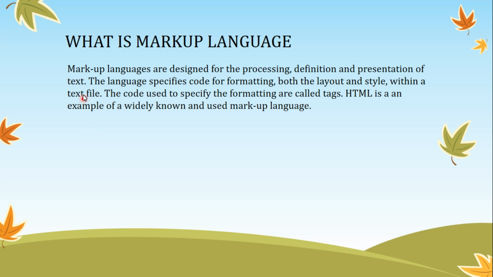So what is HTML? HTML is a markup language. So what is a markup language? A markup language helps us to design and present the text in a proper manner. And we use a lot of codes to do that. And we use tags. What are tags? We'll learn in the next video once I upload it. Do watch it. So what are tags and how we use them, we will look at that.